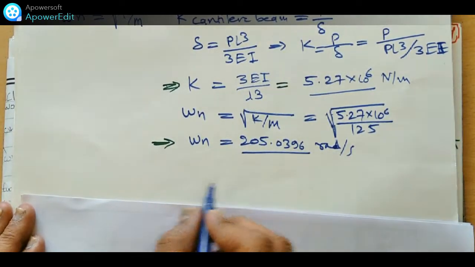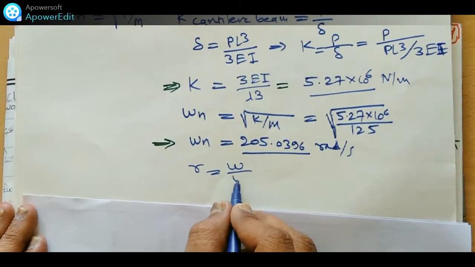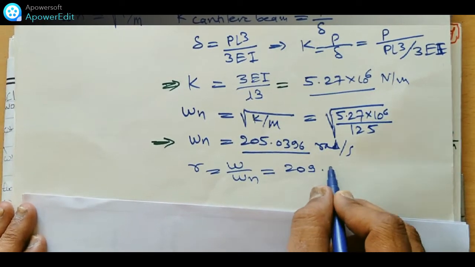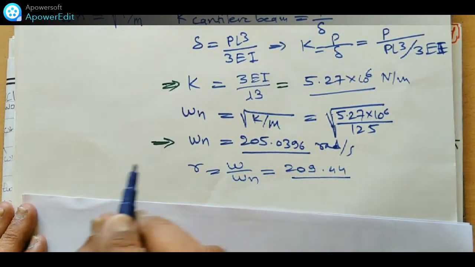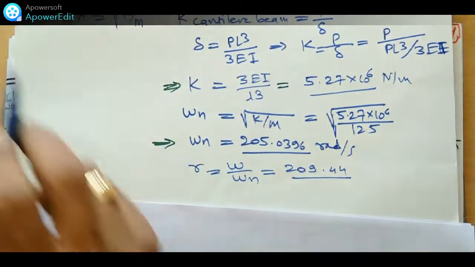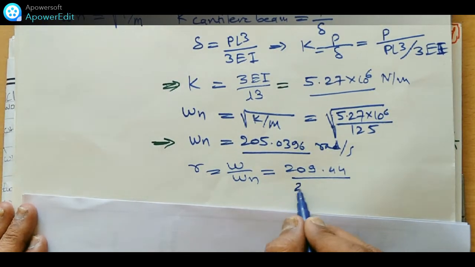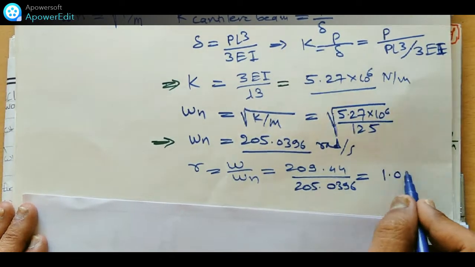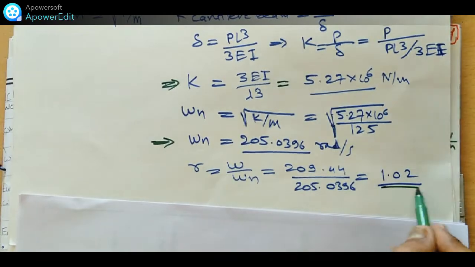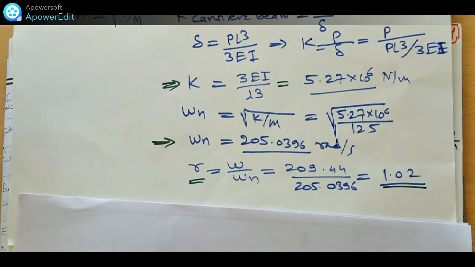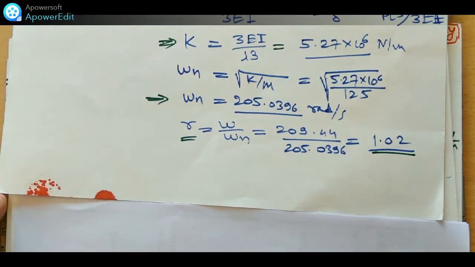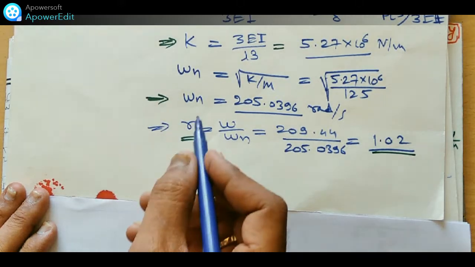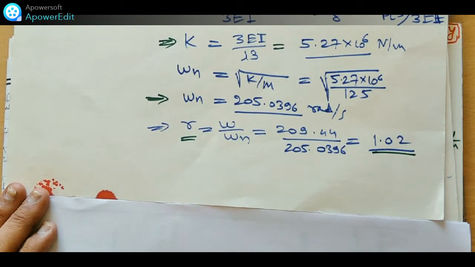So r, now you can find out by omega by omega n. So r becomes 209.44, already we have calculated the value of omega by using this 2000 RPM, upon 205.0396, which is equal to 1.02. This is the value of r. Now next step, what we have to find out? Once we got the value of r here, our final aim and destination is to find out the X.